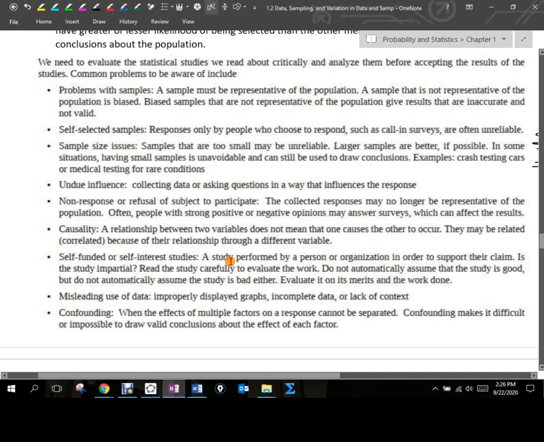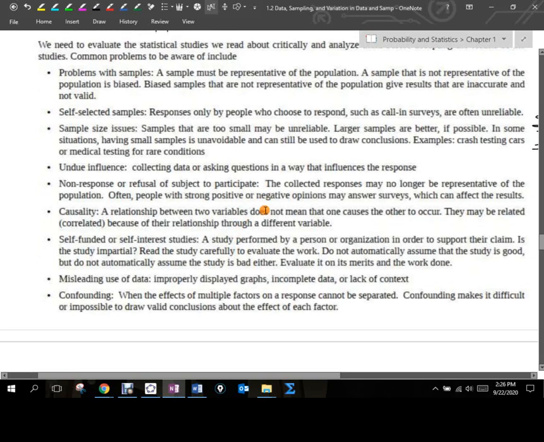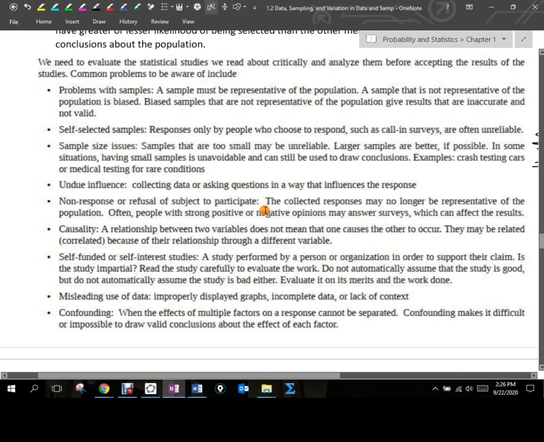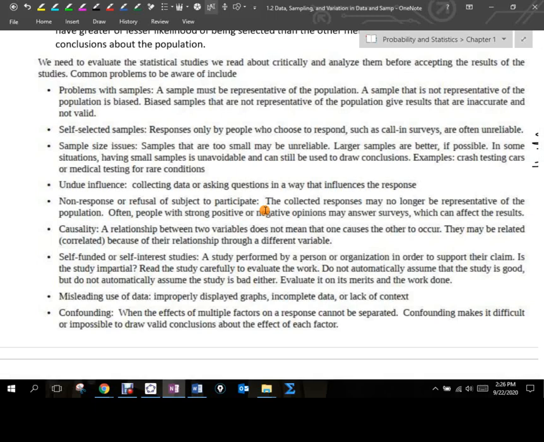All right, so these are some things we need to be aware of when doing statistical research. It says, problems with samples. A sample must be representative of the population. Yesterday, when we did the ages, we put my age in there, which is drastically different from you guys. That skewed the data and gave a false representation of the average age in this class when my information became part of that sample. So we would want to make sure we don't do that.